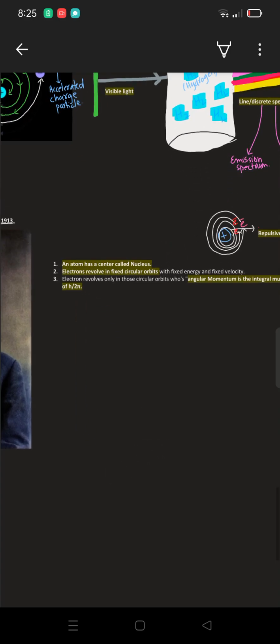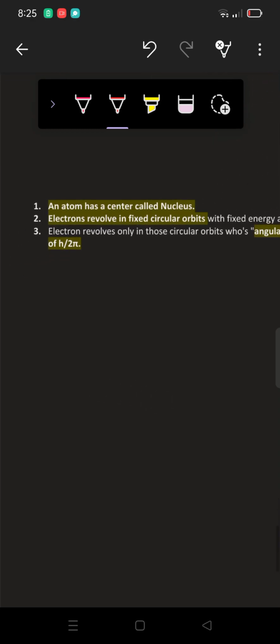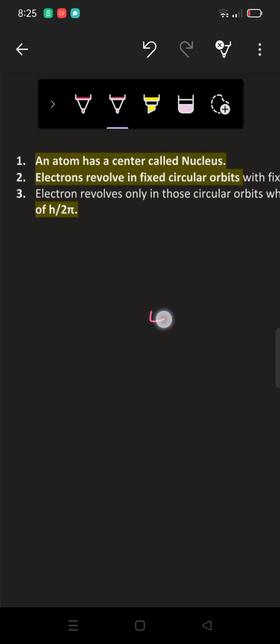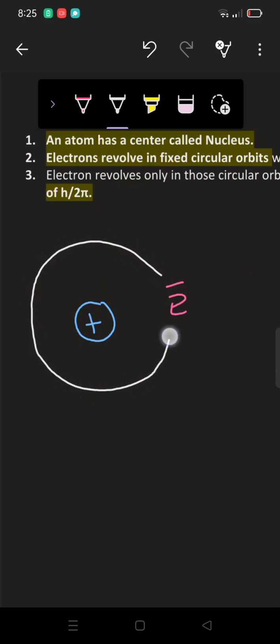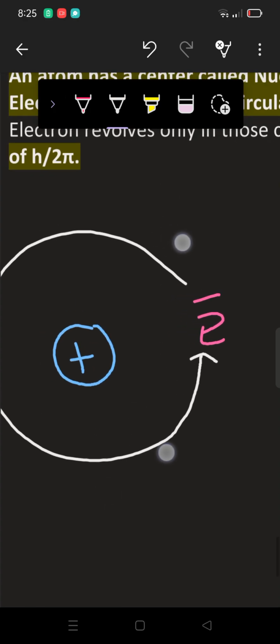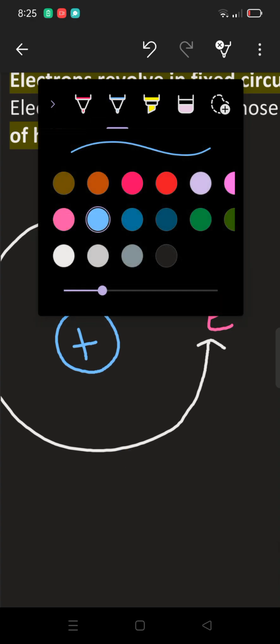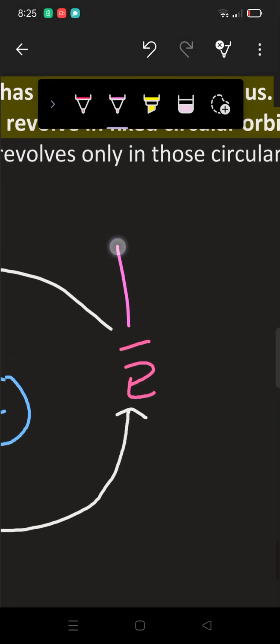Now let me tell you how. The third point. Let me tell you what the angular momentum is, right? For example, this is the electron which is revolving around the positive charge or nucleus, right? Here it is revolving. Now what's the angular momentum? Wait, let me change the color. Okay, it must be moving with a velocity.